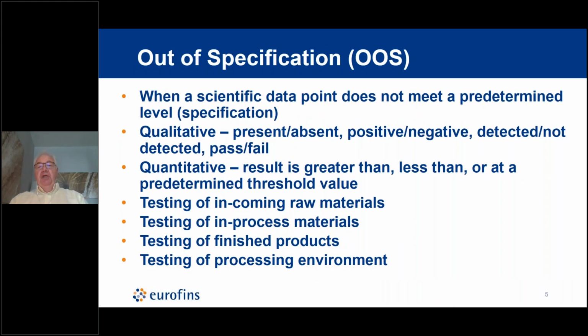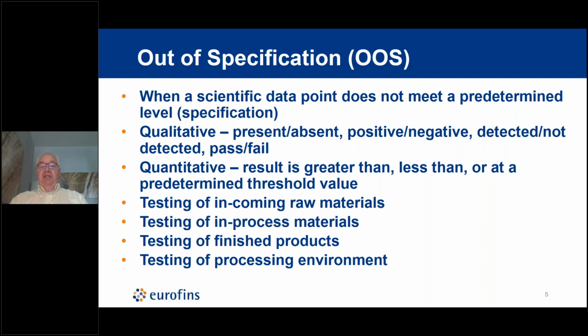So what is an out of specification, an OOS, that we'll refer to as we go along in the talk? This is when your scientific data point does not meet a predetermined level. And that level is a specification. A specification can come from a regulatory authority. It can come from a trade group that you're a member of, and they expect certain product characteristics to be met within this trade association membership, or it can come from your own expectation of performance.